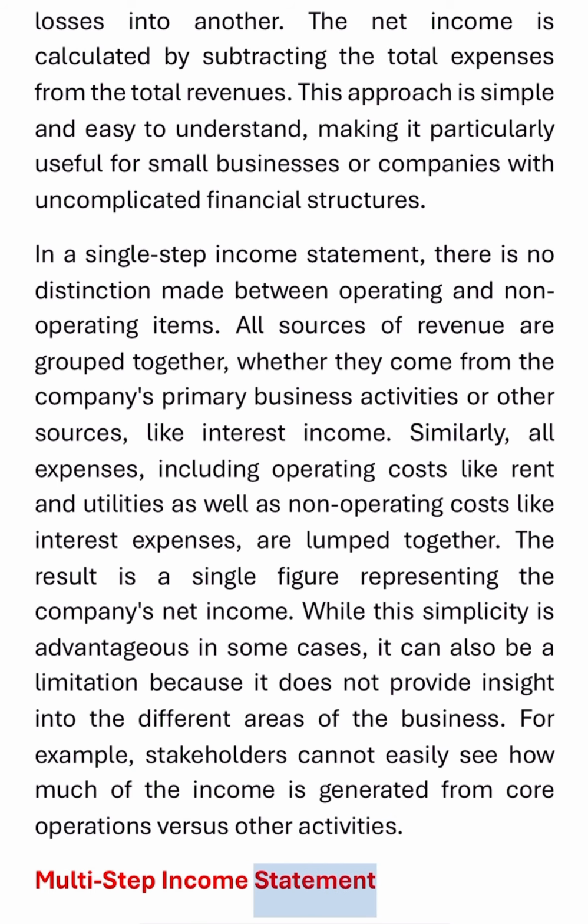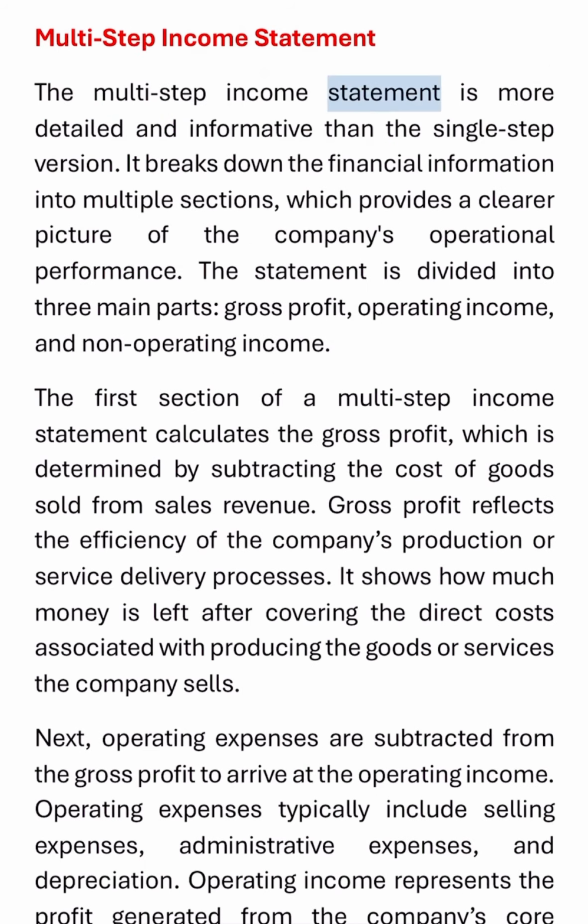Multi-step income statement. The multi-step income statement is more detailed and informative than the single-step version. It breaks down the financial information into multiple sections, which provides a clearer picture of the company's operational performance. The statement is divided into three main parts: gross profit, operating income, and non-operating income. The first section of a multi-step income statement calculates the gross profit, which is determined by subtracting the cost of goods sold from sales revenue.